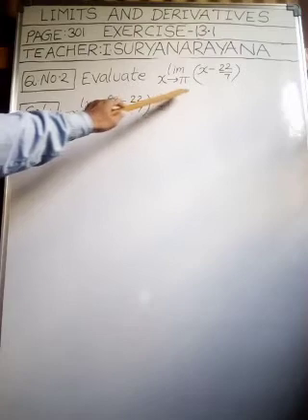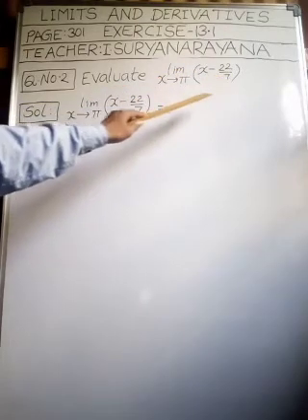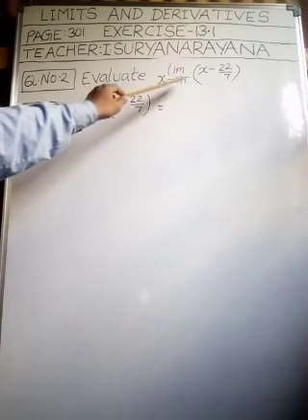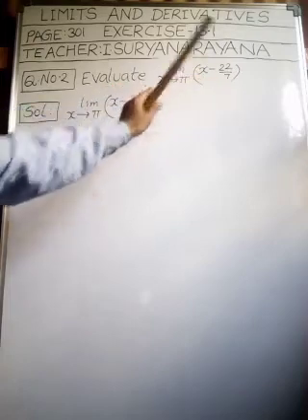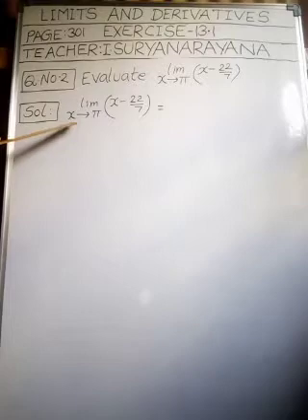Evaluate as x tends to pi, limit of x minus 22 by 7. Understood this question? Here x is approaching pi. Then we have to find the limit of this function. Come to the solution part. As x tends to pi, limit of x minus 22 by 7. We use the substitution method. For which number is x tending?